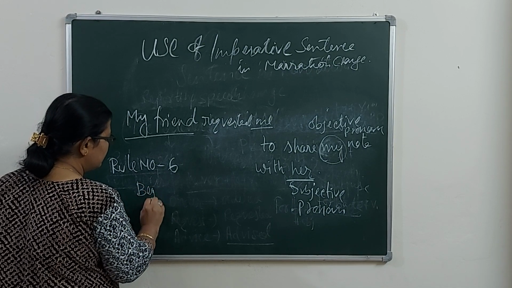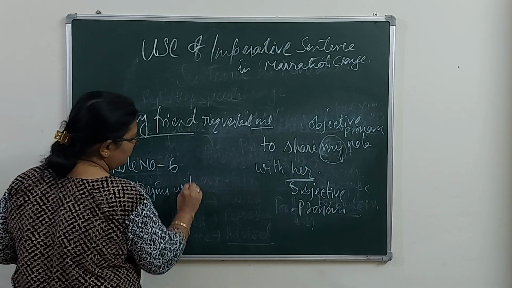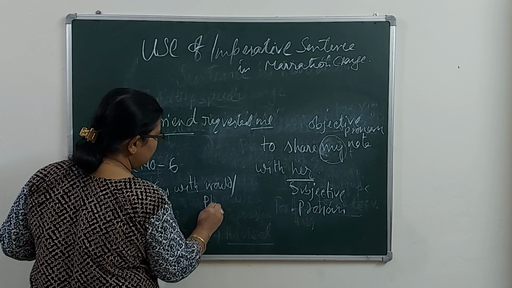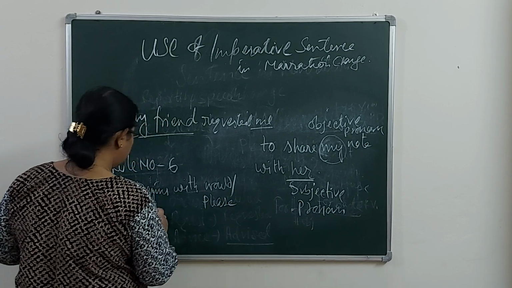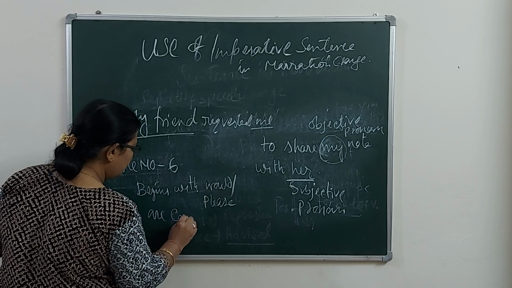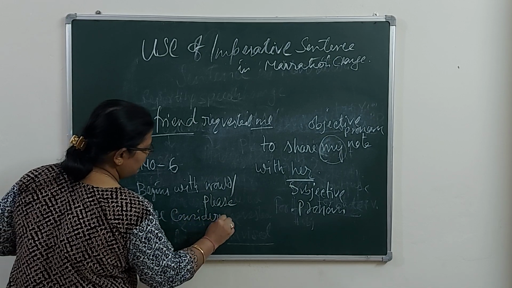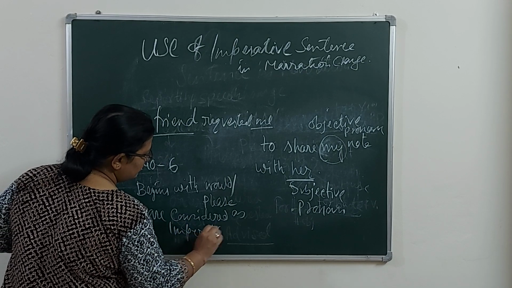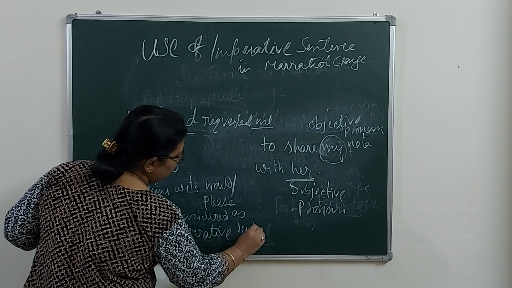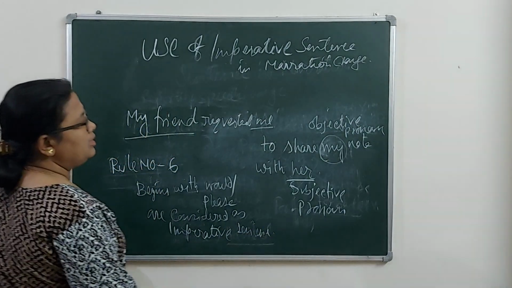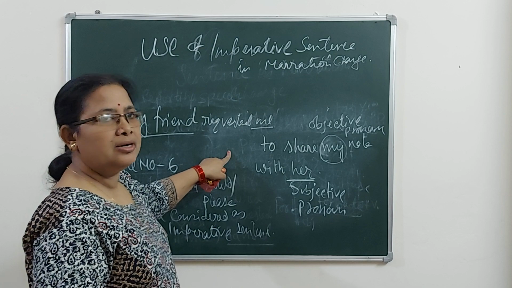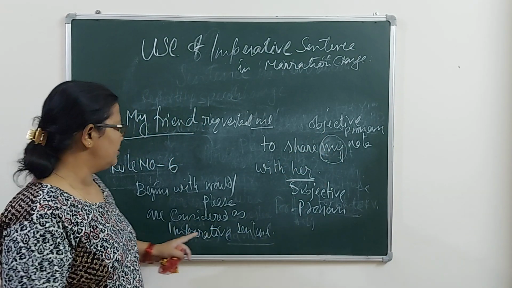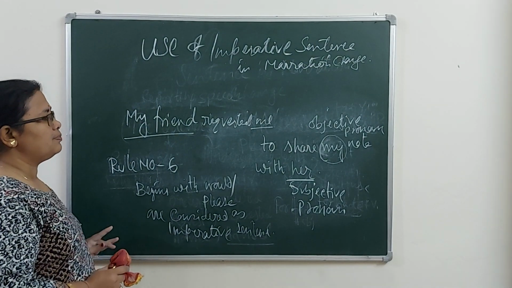Sentences beginning with would, please are considered as imperative sentences, not interrogative sentences. So accordingly we have to change this. Here we have learned two new things, new names, objective pronoun and subjective pronoun, right? So rule number 6 is completed.